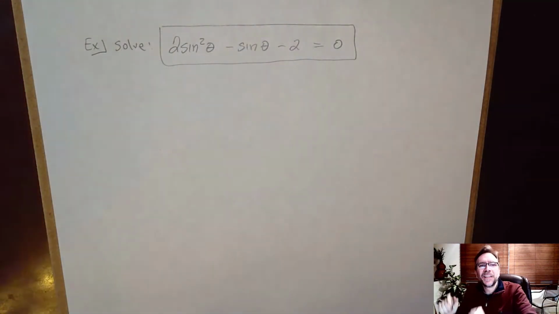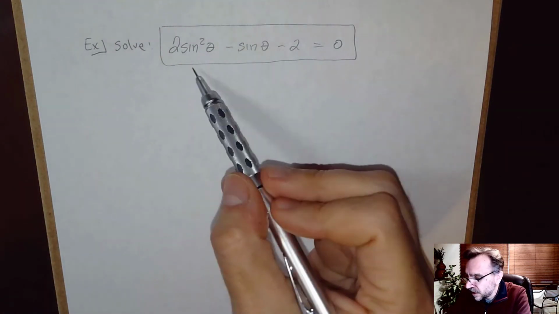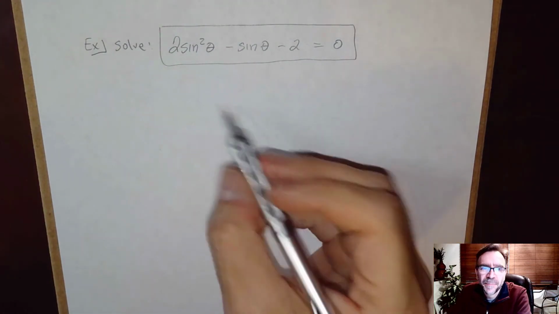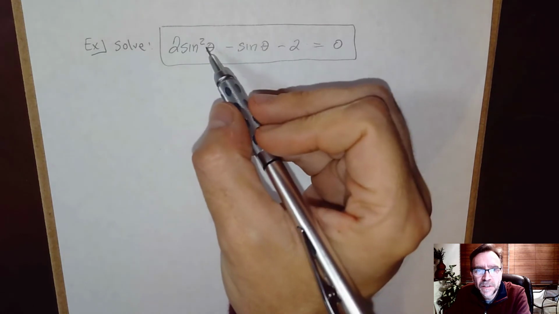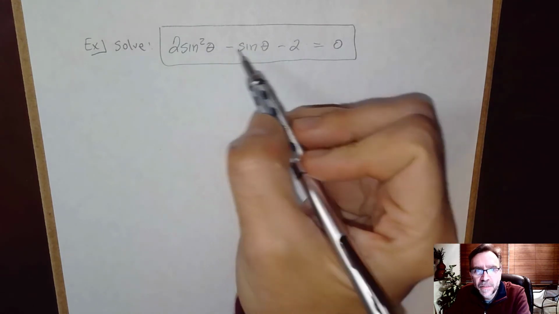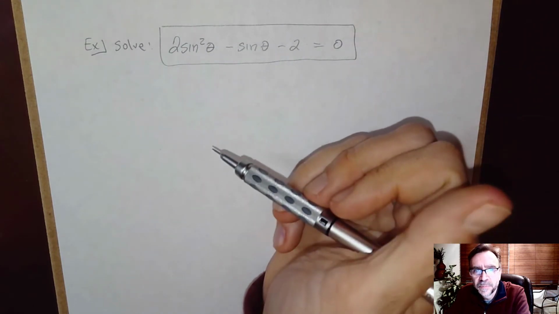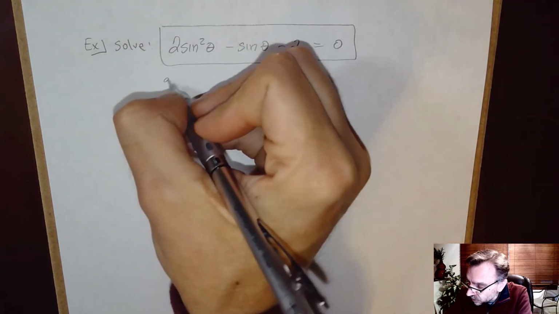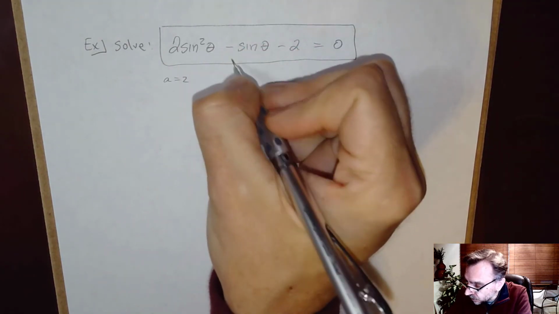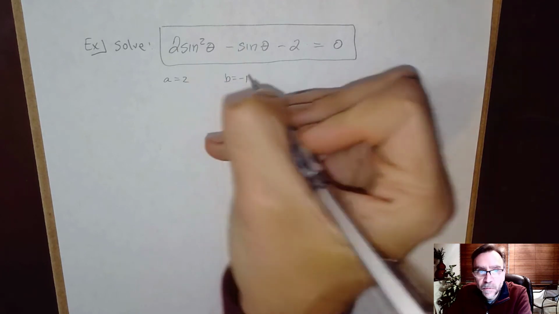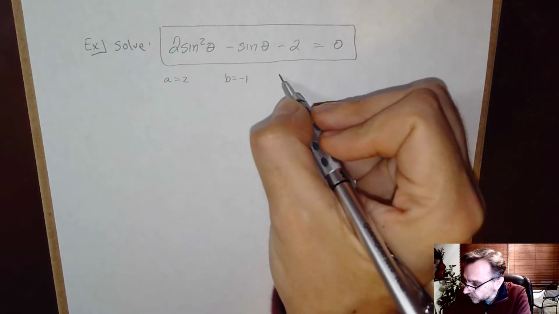Okay, I already know the video is getting long. Let's do one more for completeness' sake. I want to do one with sine. All right, and so this is a quadratic. You can tell because it's squared, and it's got 3 terms. It's a quadratic trinomial, and it doesn't factor. So we're going to use the quadratic formula. A here is 2, B is negative 1, and C is negative 2.